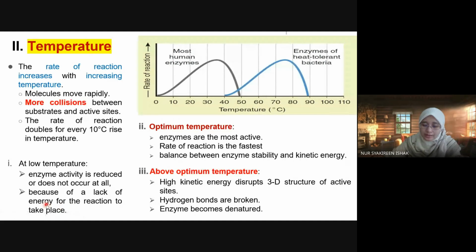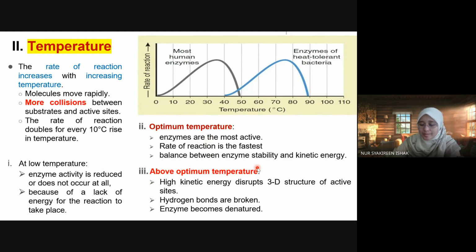Okay, and then at optimum temperature, enzymes are the most active. So optimum temperature is the condition where the enzyme is most active, the rate of reaction is the fastest, and there is a balance between enzyme stability and kinetic energy. Yes, the enzyme will be in a more stable condition, and there's more collision between the enzyme's active site and the substrate.